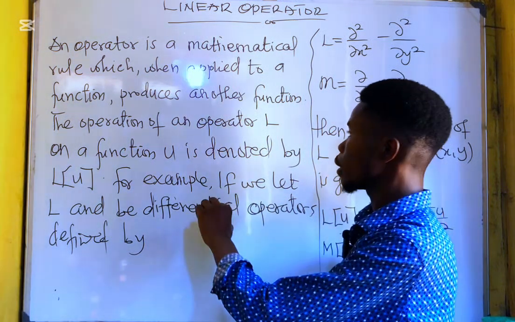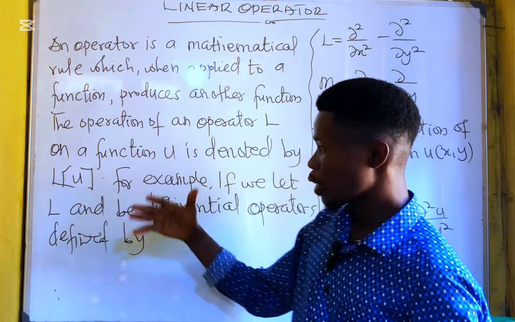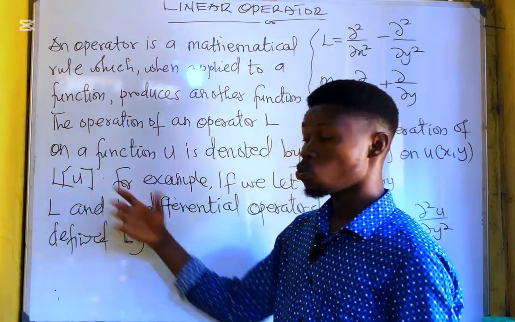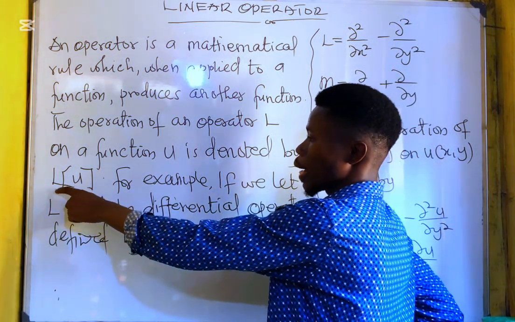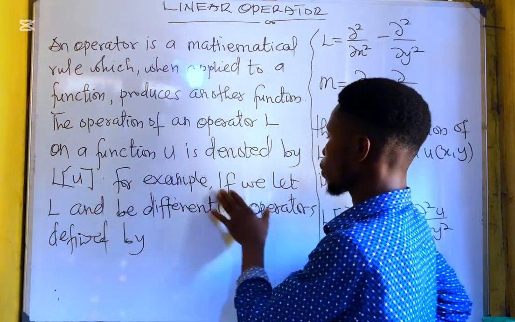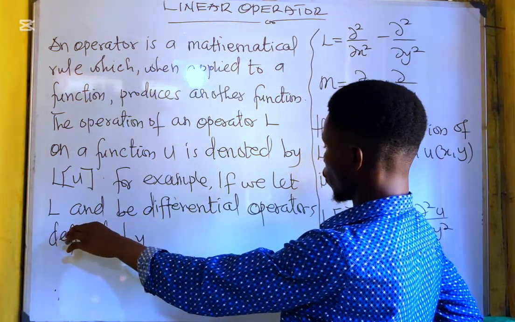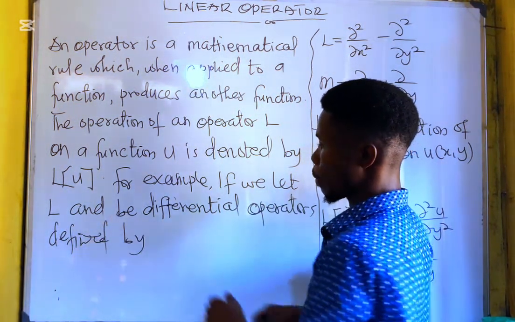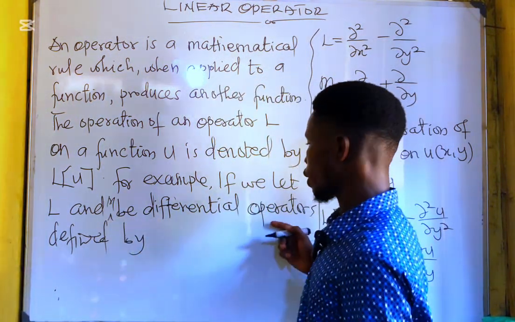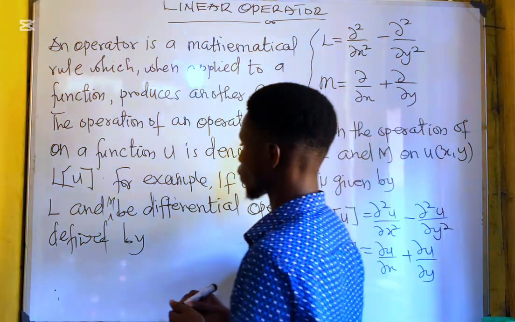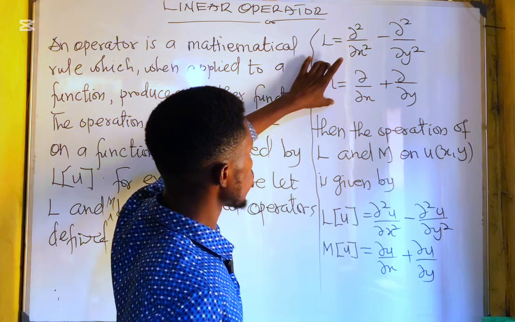So let's say this is our function U. In fact, in all the PDEs we are going to do, our dependent variable or the function will always be U. And we are operating the L on that function. For example, if we let L and M be differential operators defined by L equals this. So this is the operator L and this is the operator M.